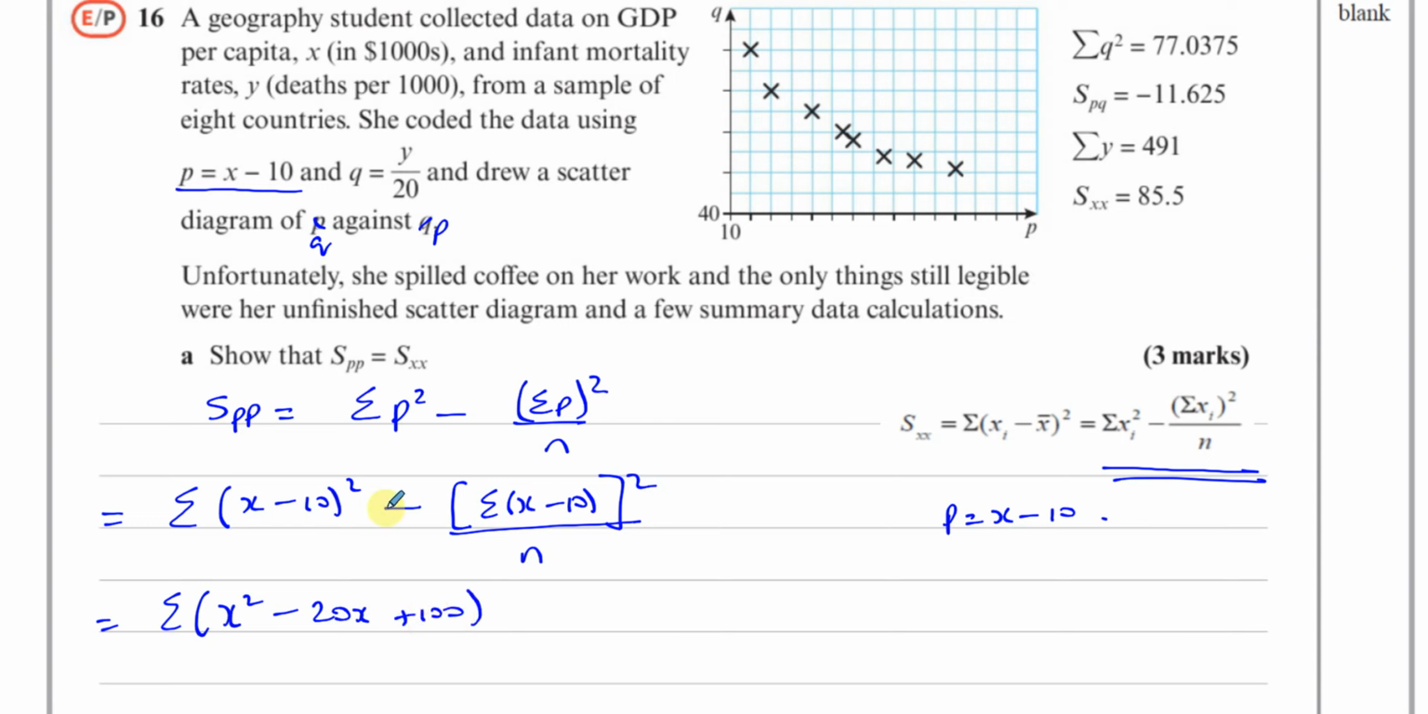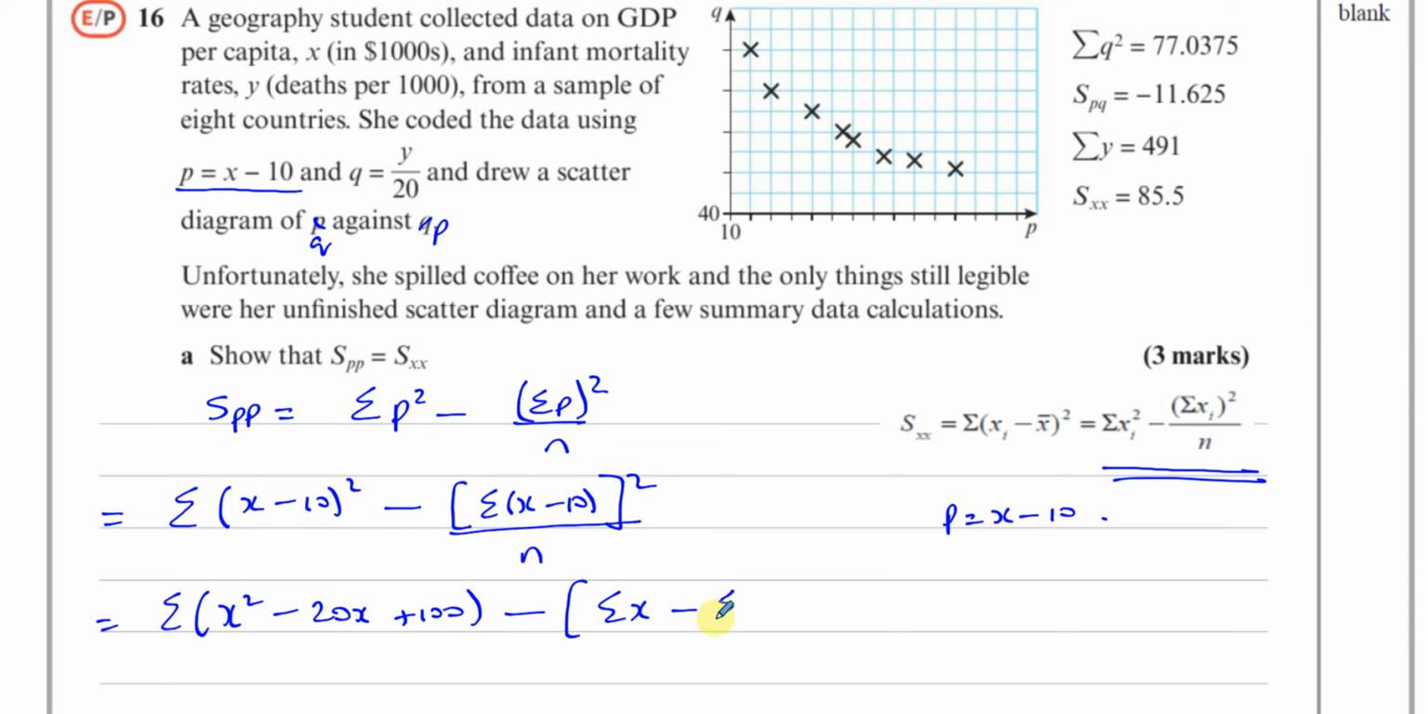So you're going to X minus 10 times X minus 10, which will give you that. And what I'm going to do here is, before I square this, expand this in a way. So I know that the sum of bracket X minus 10 is the same thing as writing, I'll put it in a bracket, the sum of X minus the sum of 10.